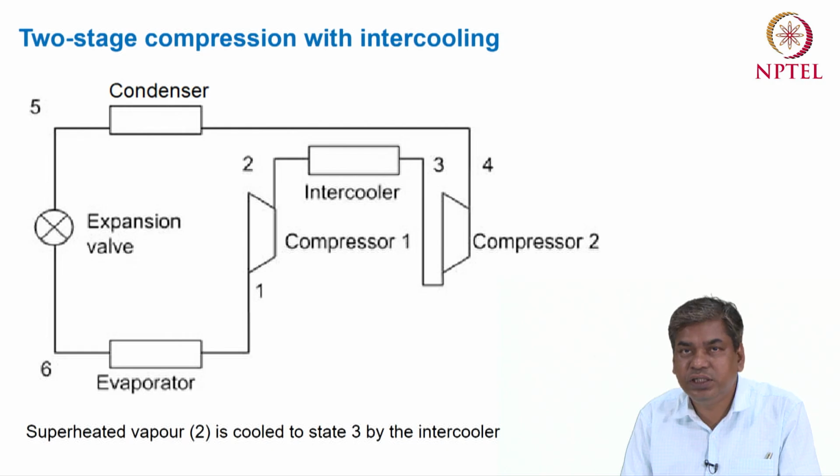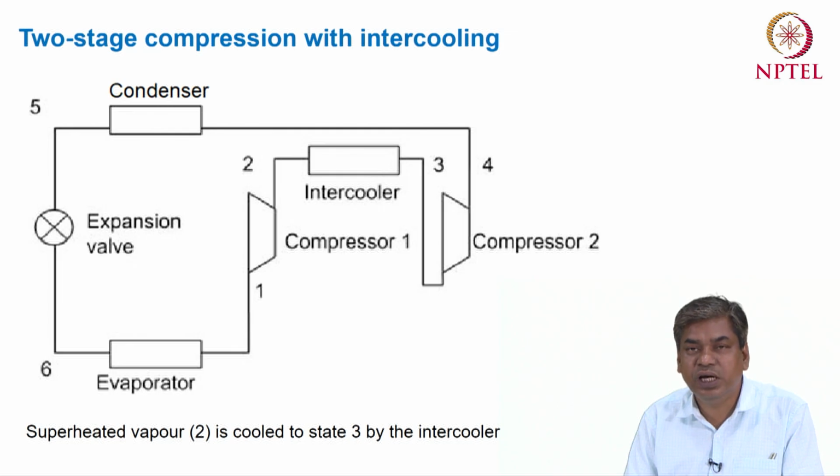So the condensation process 4 to 5 is the same. 5 to 6, the isenthalpic expansion process, is also the same. 6 to 1, the evaporation process or the heat addition process in the evaporator, is also the same. But for this case, we are compressing the refrigerant vapor from the outlet of the evaporator in two stages, by using two compressors.